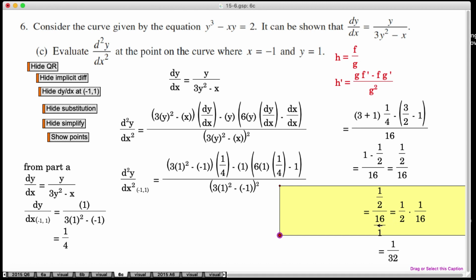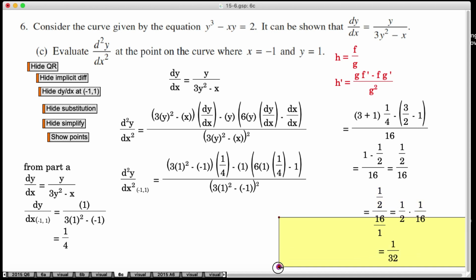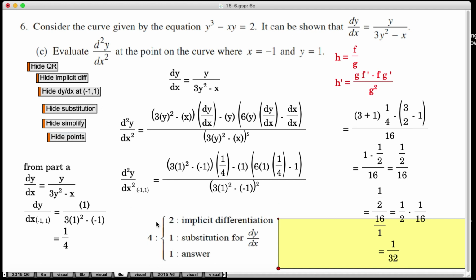So when I do division of fractions, I invert and multiply. So it's 1/2 times invert 1 over 16, so it becomes 1 over 32. So this is the value of the second derivative on this curve at this point, minus 1, 1. And so here's the value. Here's what they gave you the points for.